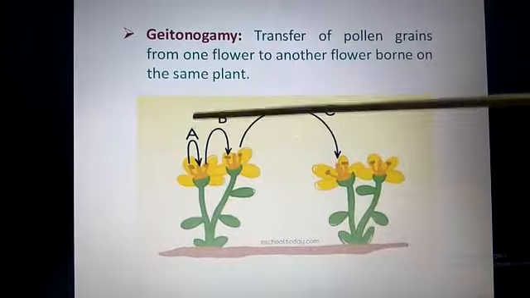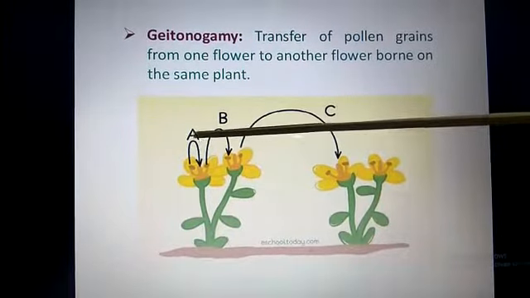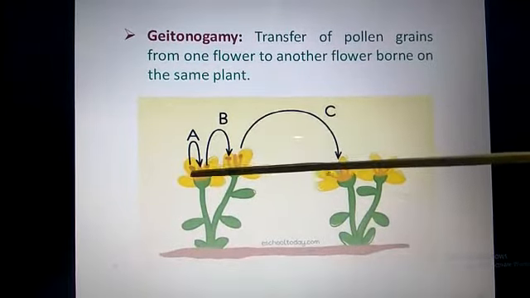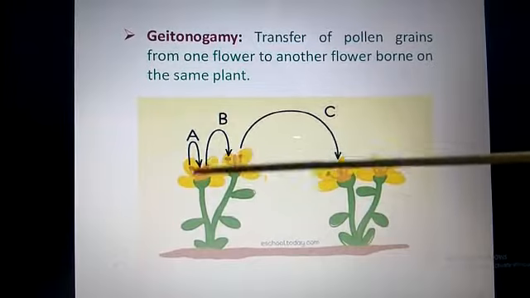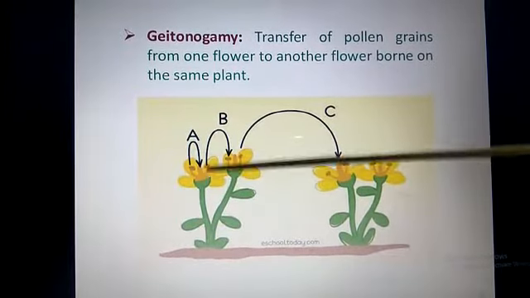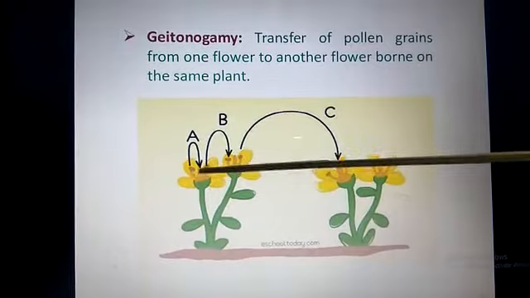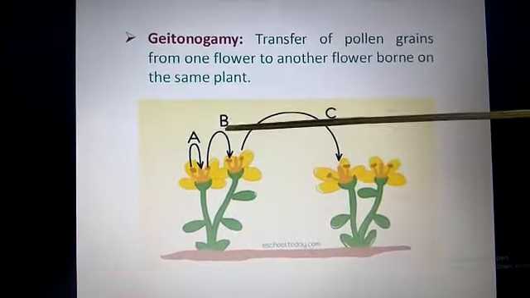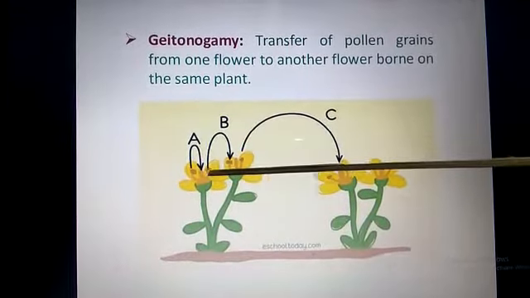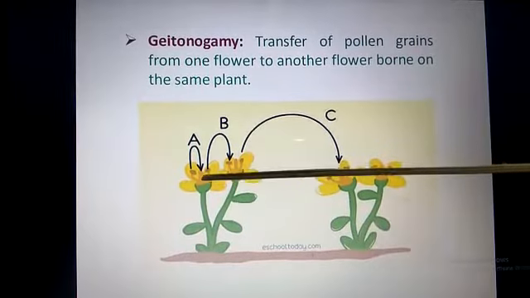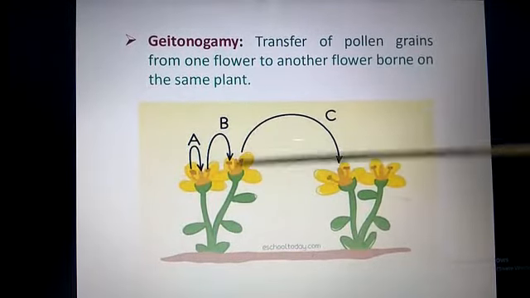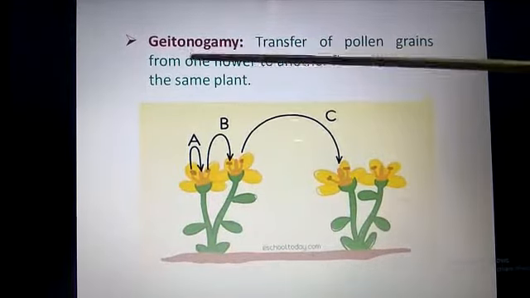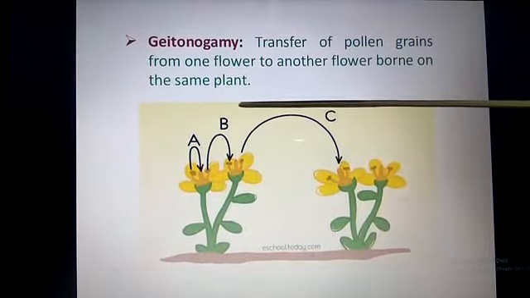So in autogamy type of self-pollination, we said that pollen grain is transferred from anther to stigma within the same flower. So pollination in flower A will be an example of autogamy self-pollination. But look at the flower A and B. If the pollination takes place between flower A and B, different flowers but borne on the same plant, these pollinations are what we call geitonogamy type of self-pollination.